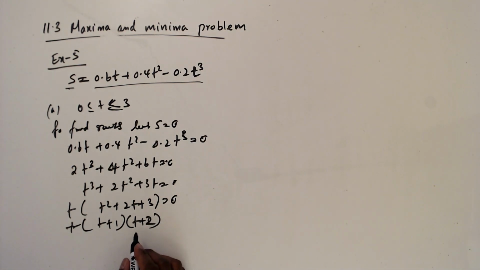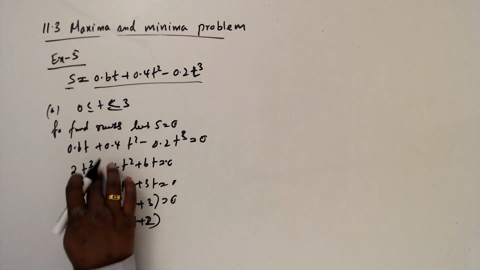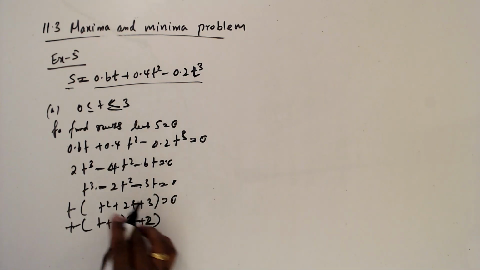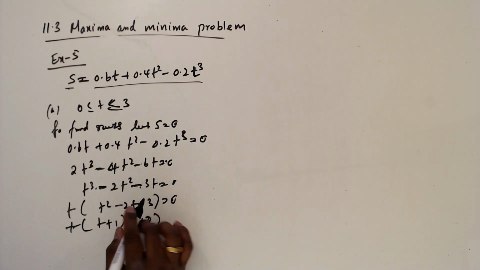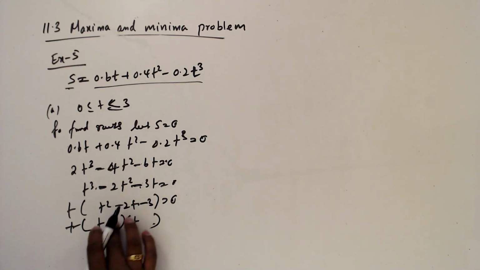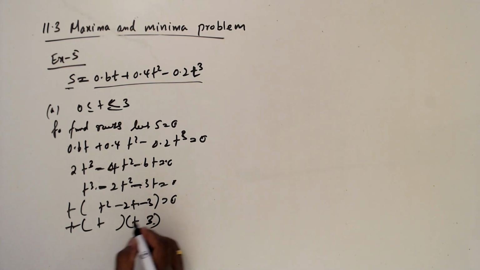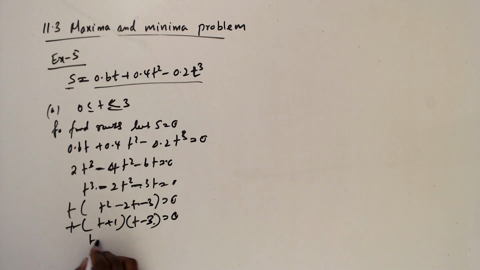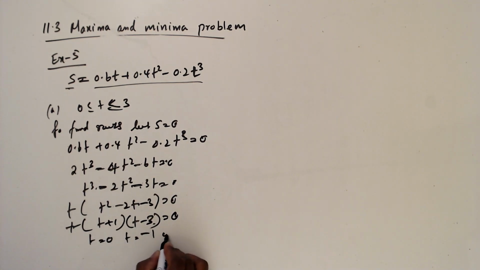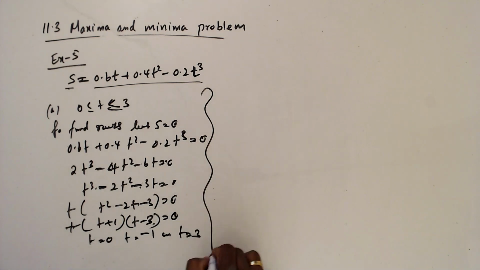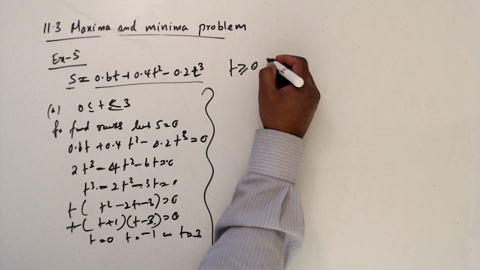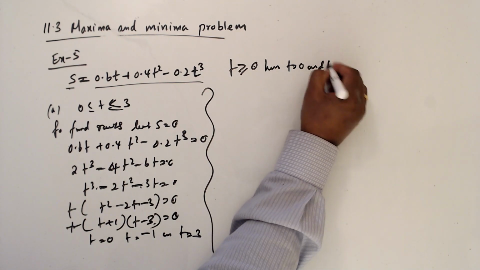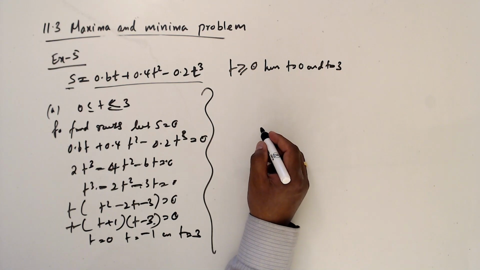Something is wrong, we have to look at this. Those two are negatives. This is negative and this is negative. Then this is going to be minus 3 and plus 1, equals 0. Then t equals 0, t equals minus 1, no, t equals 3. So t has to be greater than or equal to 0. Hence t equals 0 and t equals 3. So those are the restrictions.